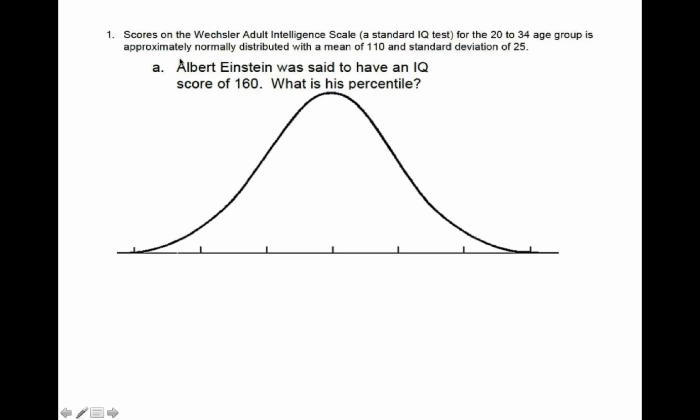So scores on the Wechsler Adult Intelligence Scale, a standard IQ test for the 20 to 34 age group, is approximately normally distributed with a mean of 110 and a standard deviation of 25. Albert Einstein is said to have an IQ score of 160. What is his percentile? So you have to fill in the chart. So you have a mean of 110, so that goes in the center, and then the standard deviation is 25. So you're going to add 25 and then subtract 25. Notice we're given Albert Einstein has a score of 160. We're looking for his percentile, so that's the percent below the number.